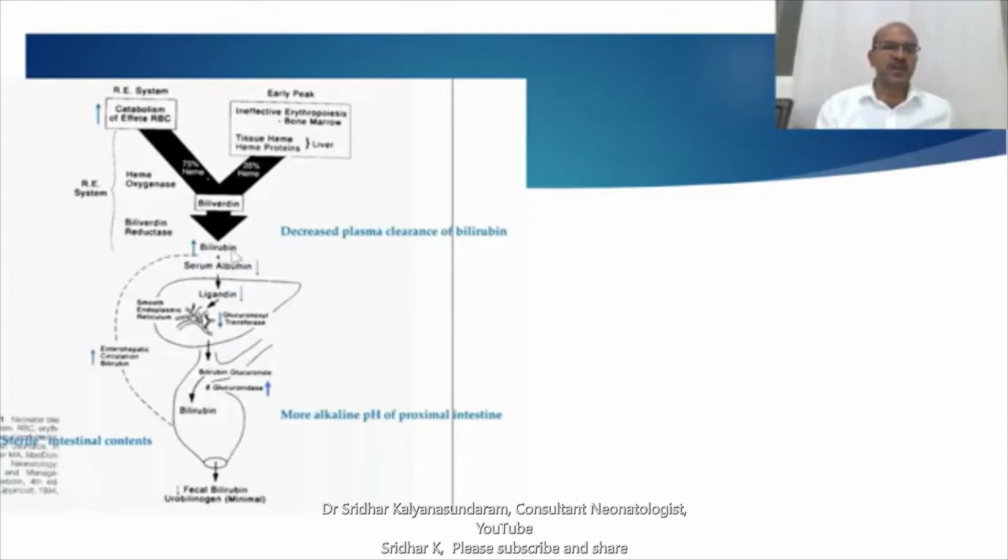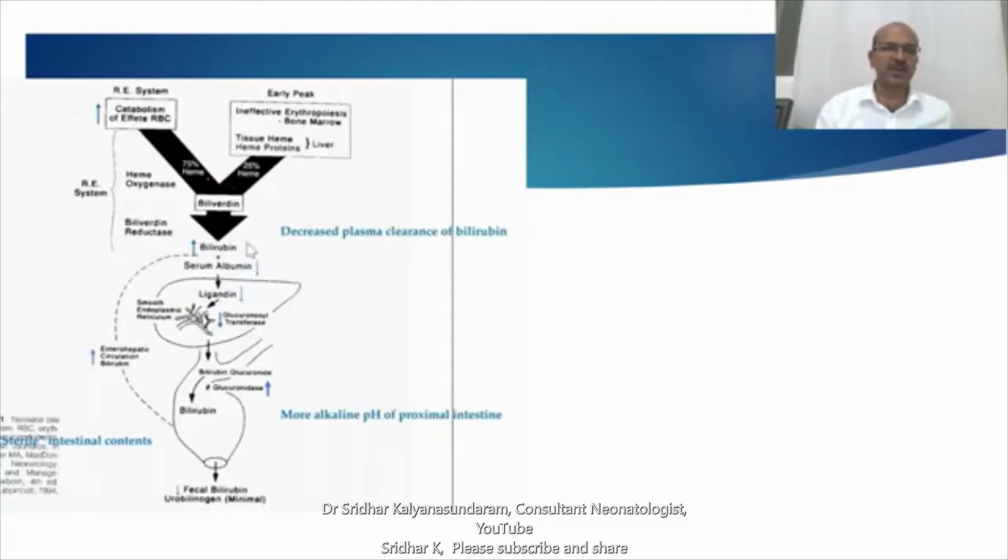So bilirubin gets bound to serum albumin and it circulates. It reaches the liver where it is taken up by the liver ligandin, and in the smooth endoplasmic reticulum there is conjugation happening in the form of glucuronosyl transferase enzyme acting, and that is called the conjugated bilirubin.